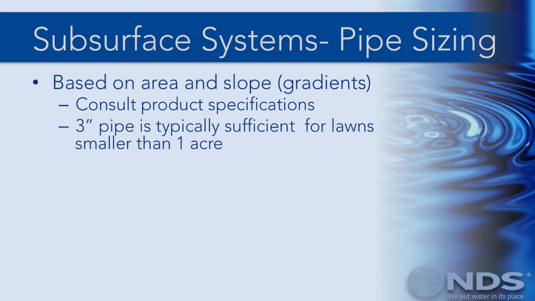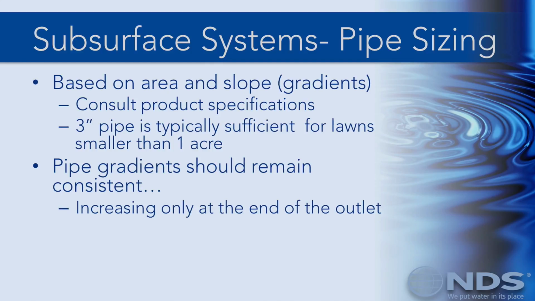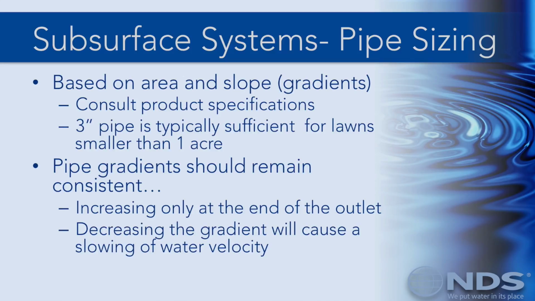For lawn usage, pipe gradients vary from 0.1% to 1% and should remain constant over the run of the pipe, increasing, if anything, toward the outlet. Decreasing the gradient toward the outlet will cause a slowing of water velocity, which may result in silt buildup.